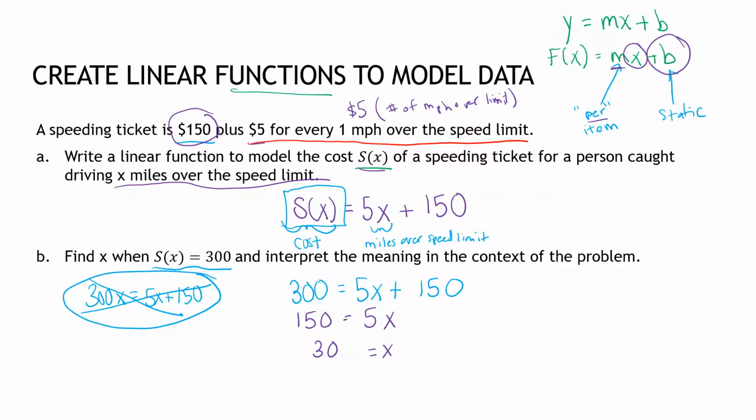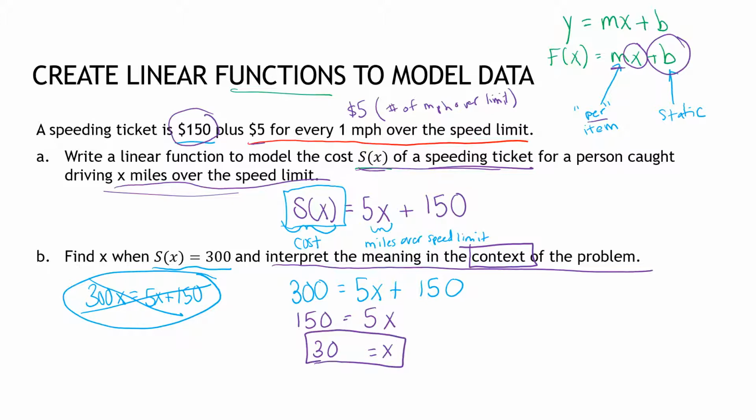So I'm done solving, but then it says interpret the meaning in the context of the problem. So whenever it's talking about context, it's saying let's talk about it not in terms of this is the answer I came up with mathematically, but what does that mean in terms of the cost or the miles per hour. So here I would write a sentence that says, when I am driving 30 miles per hour over the speed limit, the cost of the ticket, so 30 miles per hour over, has a cost of a ticket of $300. 300 because s of x was equal to 300, and that was the cost.